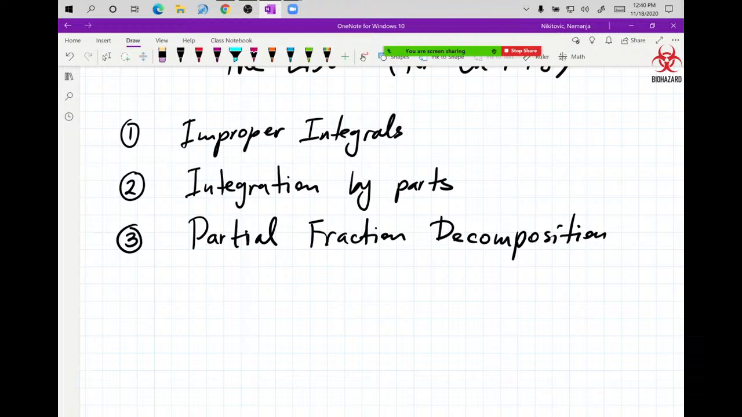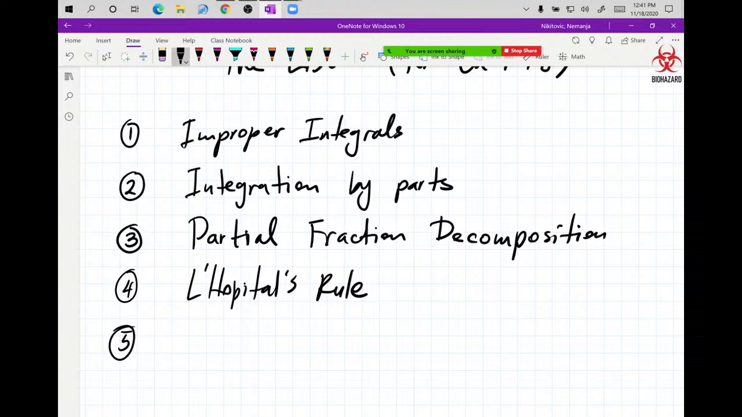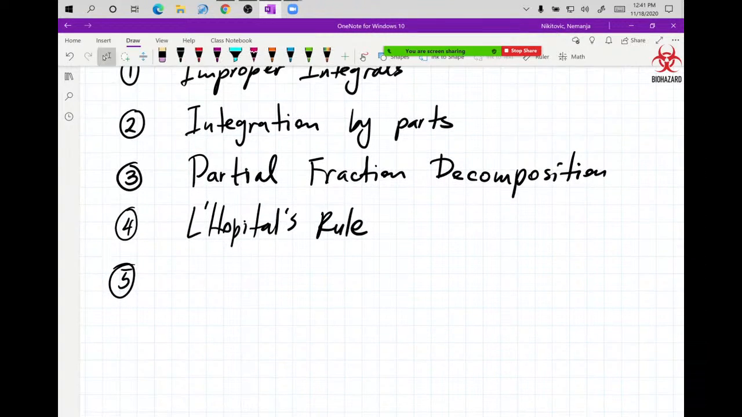You will need also L'Hopital's rule. That's Calc 1. Because some of the limits you have to use L'Hopital's rule to solve. There was no other way. And a very limited amount of trig identities. I can list them all. They might or might not come up, but it's better to be prepared if they do.